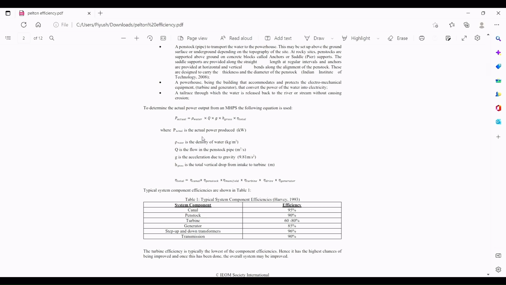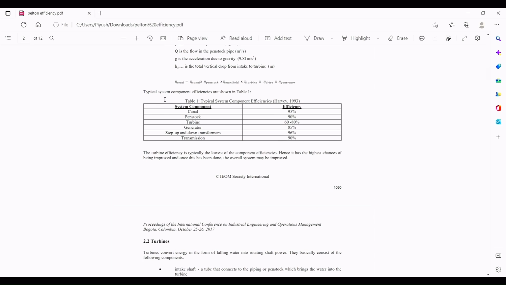The equation which is used is: the actual power is equal to the density of water times the flow in the penstock pipe times the acceleration due to gravity times the total vertical drop from intake to turbine times the total efficiency. Here, the efficiencies of various components of MHPS are given in the table, among which the efficiency of the Pelton turbine is lowest.